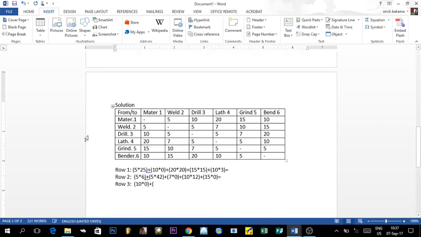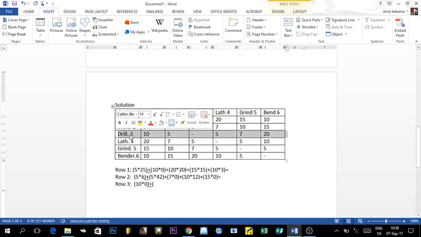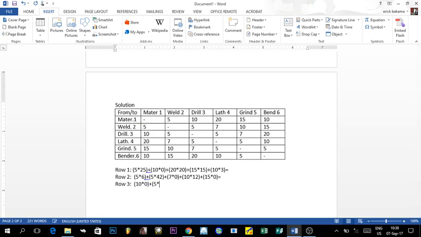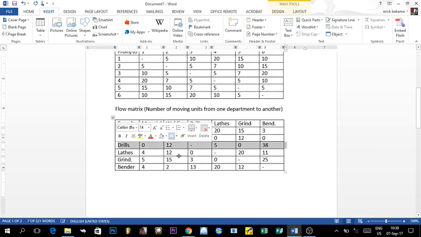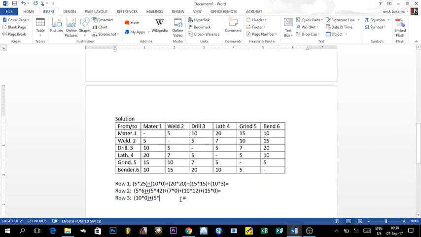Plus, we open again. This one now will be room 3 and room 2. The distance is 5. How many units are moving from the drills to the welding? We have drills and welding here. The unit, we have 12 units. So we have 12 plus.